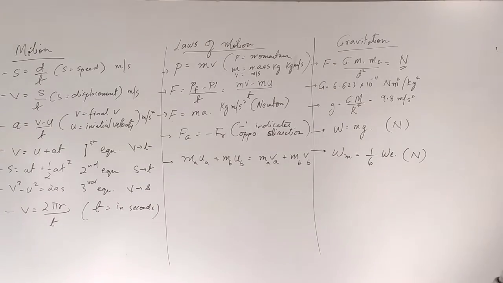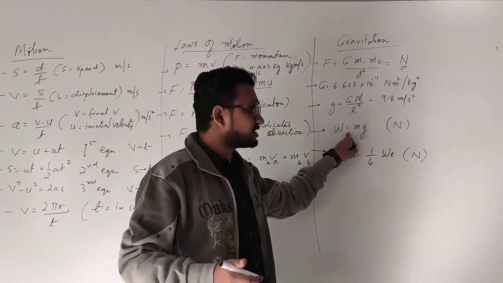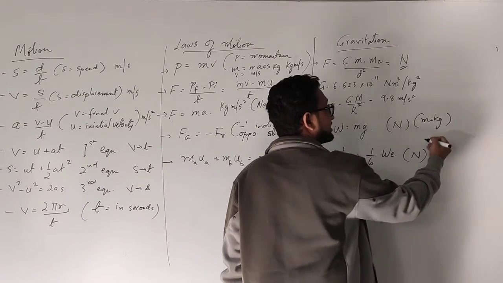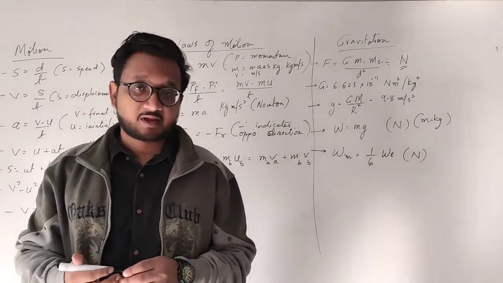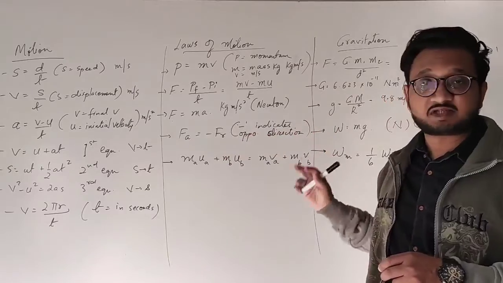Same is for the mass on the surface of moon as well. Okay. Mass over here will remain constant. Okay, so mass is equal to kilograms. Mass is in kilograms. This concludes all of the formulas for the 3 chapters.